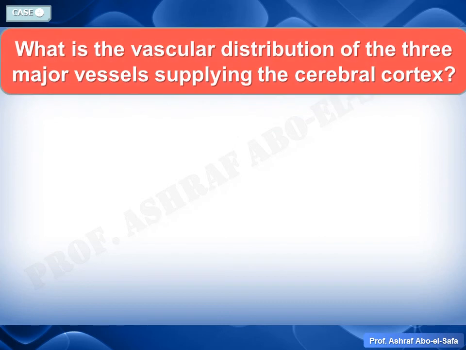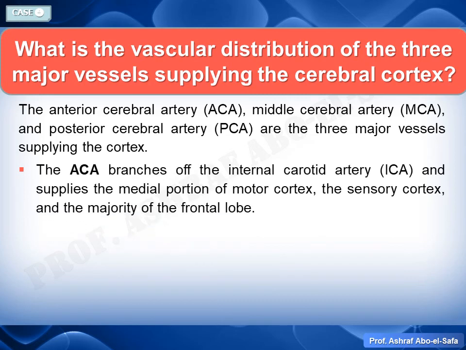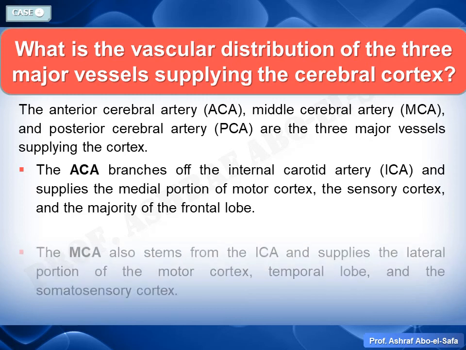What is the vascular distribution of the 3 major vessels supplying the cerebral cortex? The anterior cerebral artery, middle cerebral artery, and posterior cerebral artery are the 3 major vessels supplying the cerebral cortex. The anterior cerebral artery branches off the internal carotid artery and supplies the medial portion of the motor cortex, the sensory cortex, and the majority of the frontal lobe.